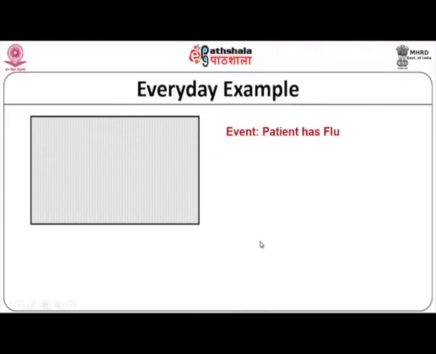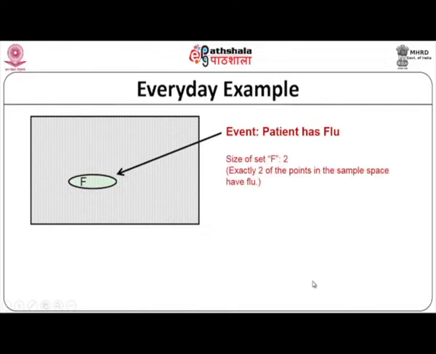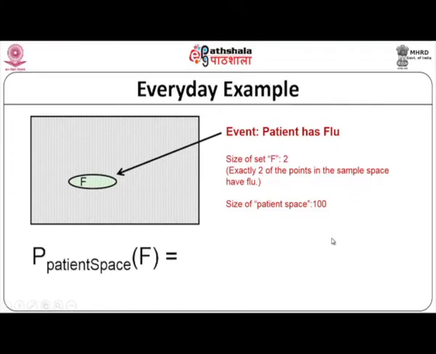Now, there is an event: assume a patient has flu, and this event is represented using the set F. We are trying to identify how many patients have flu. Assume the number is 2, that is, exactly 2 from your sample set are patients who also have flu. Since our sample space size is 100, now we can determine the probability of a patient having flu from the patient space, that is from our given sample space.